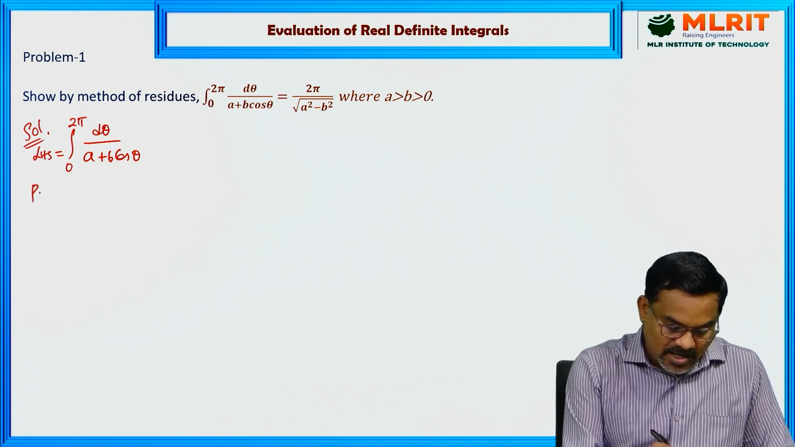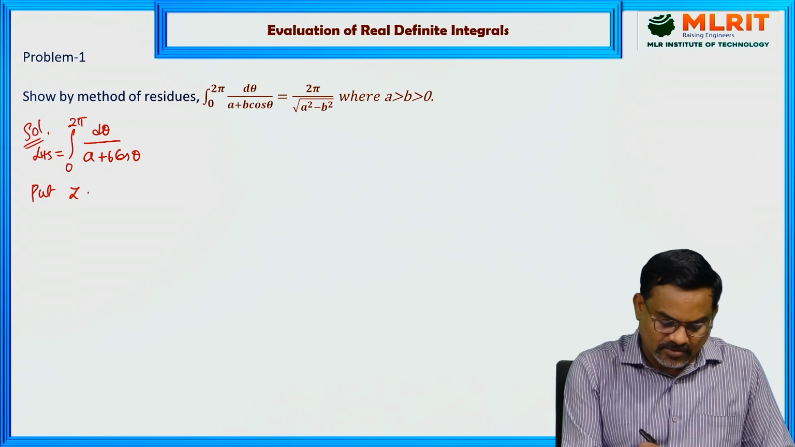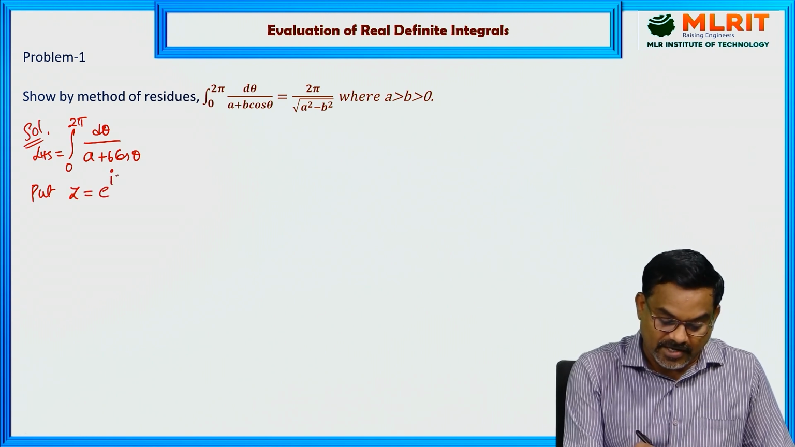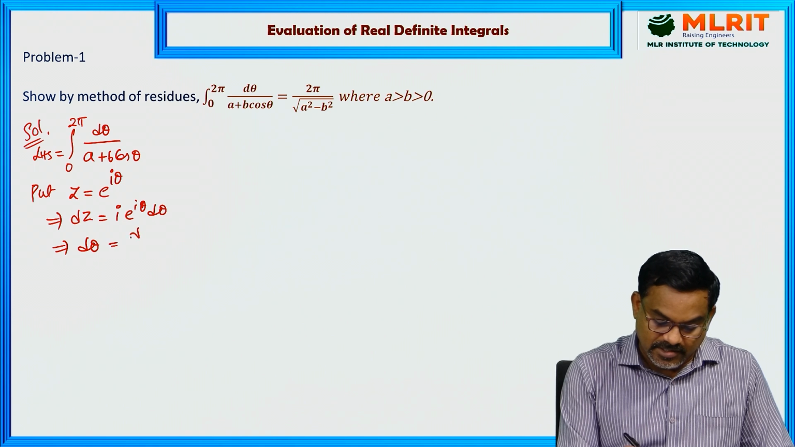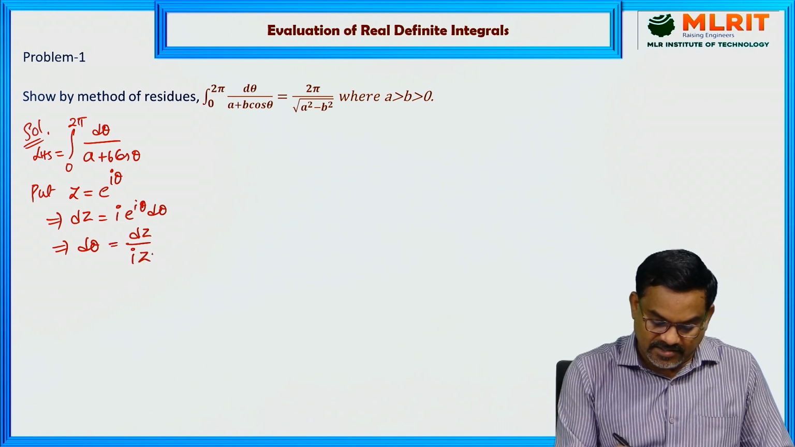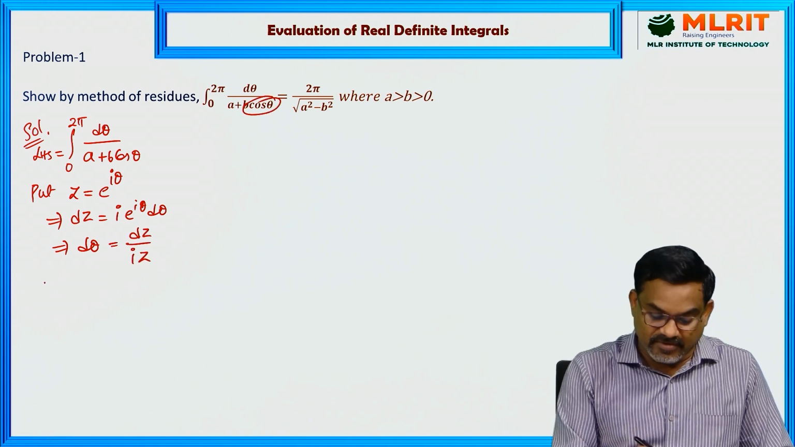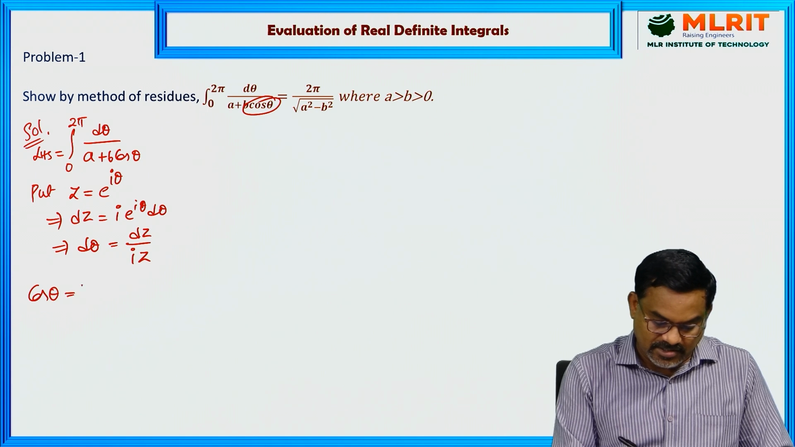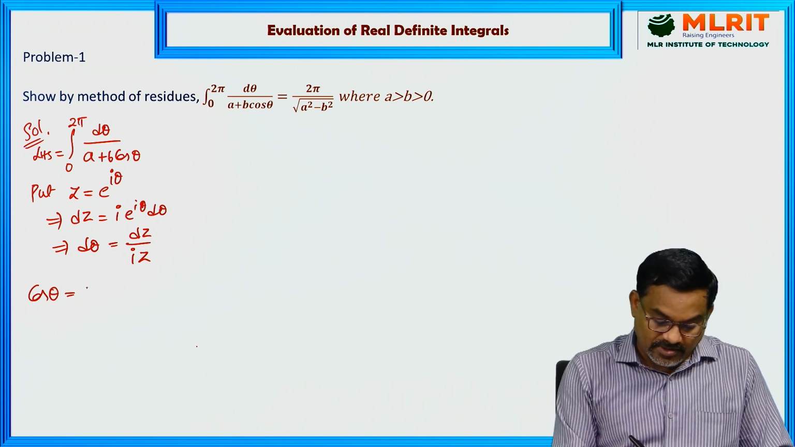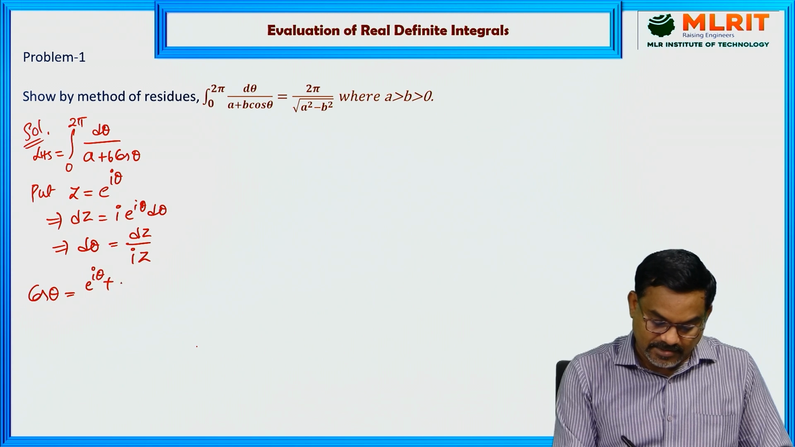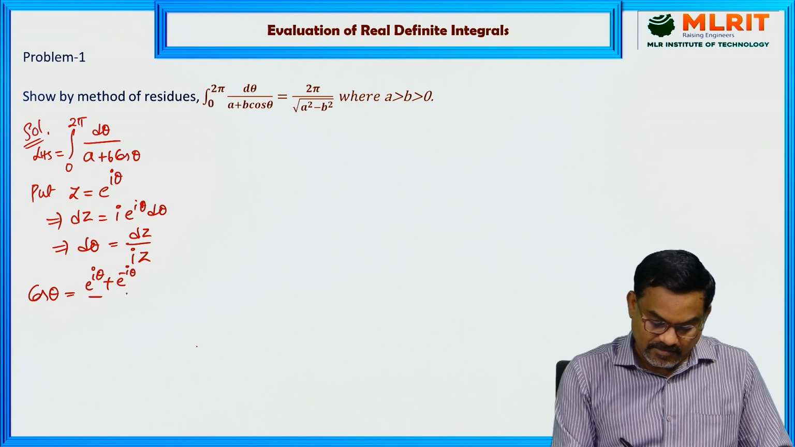Now, as usual, we follow the method. So use the transformation z equal to e power i theta. That implies dz is i e power i theta d theta, so d theta is dz by iz. And here the function is involving cos theta, so cos theta equals e power i theta plus e power minus i theta by 2.